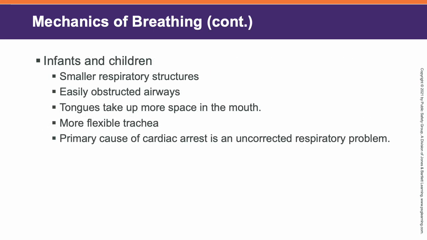So the biggest difference between adults and children: infants and children have smaller respiratory structures and very easily obstructed airways. Tongues take up more space in your mouth, and their trachea is more flexible. That is why, and this is very, very important, we'll talk about this a lot this semester, make sure you put a star by it. It's a quiz question. The primary cause of cardiac arrest in infants and children is an uncorrected respiratory problem.